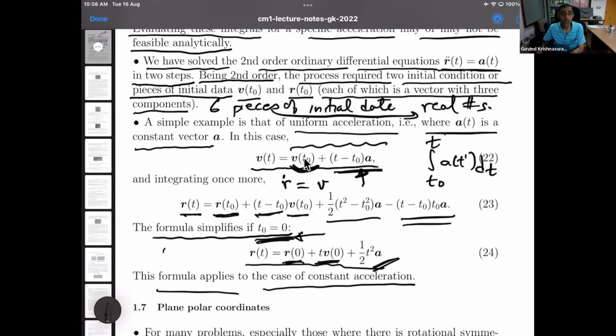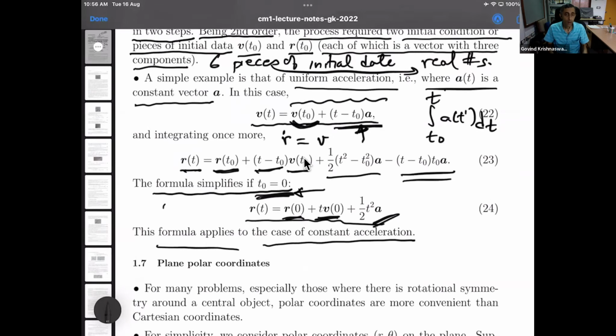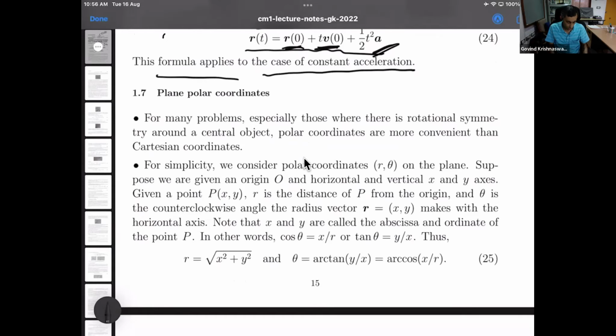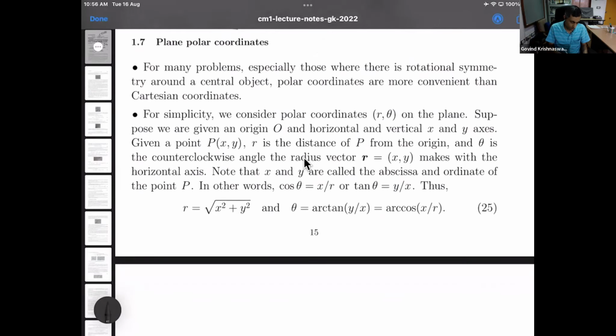Okay, if not, I wish to now say a bit about polar coordinates, both on the plane and in 3 dimensions. These are very useful, and they take a little getting used to. So let us begin that process. So let's first talk about plane polar coordinates.